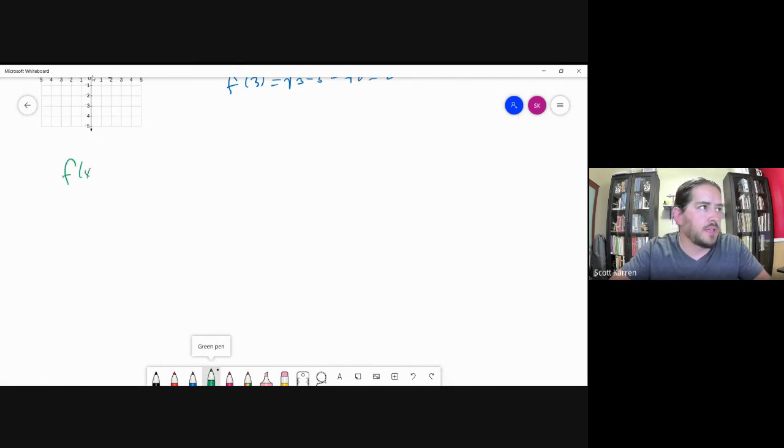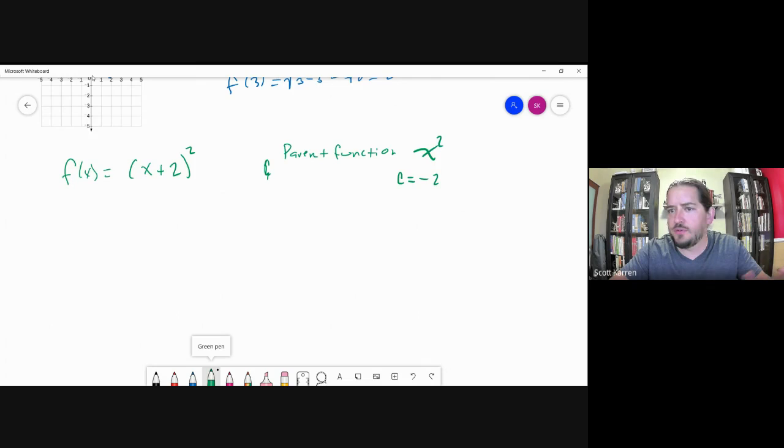let's say I have f of x equals x plus 2 squared, right? So in this case, my original function, if you want to call it the parent function, is x squared, and c is negative 2. Because this is x plus 2, so if it's x minus c, then c has to be negative 2, so x minus negative 2 gives you x plus 2. So this is to say that I have a shift to the left by 2 units, right?